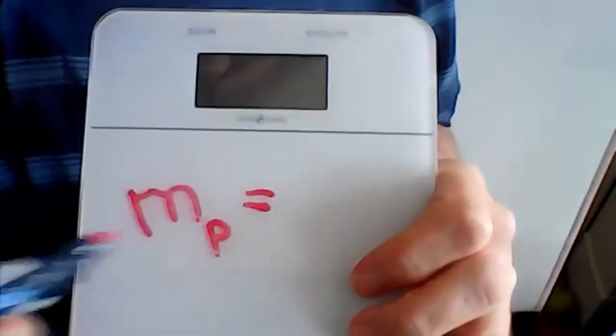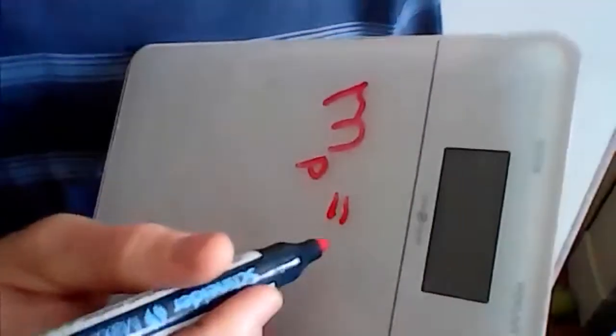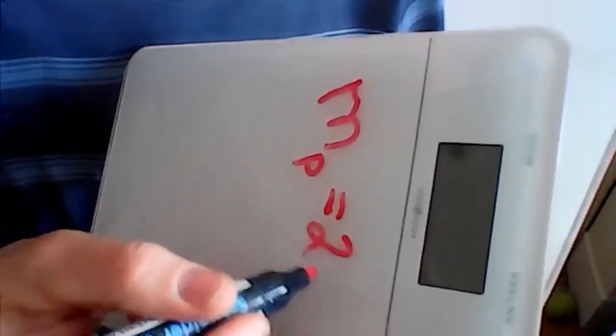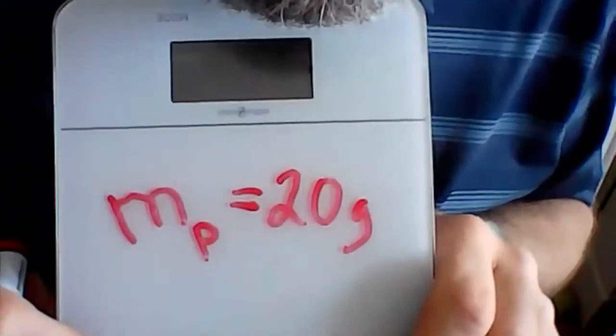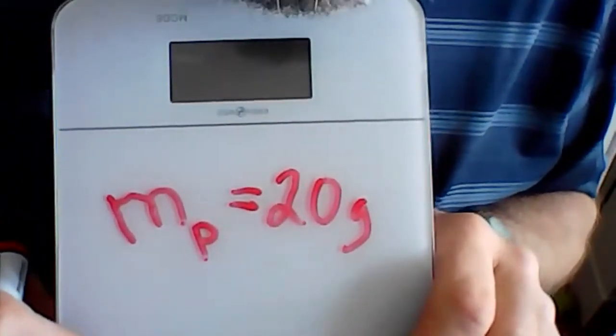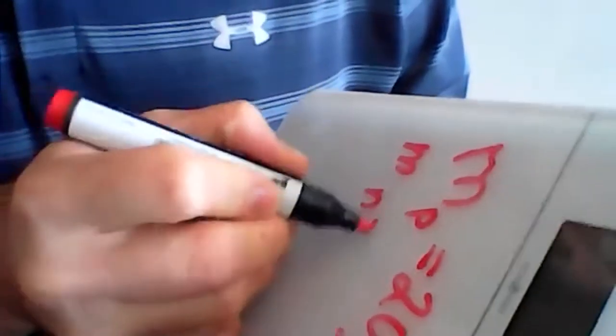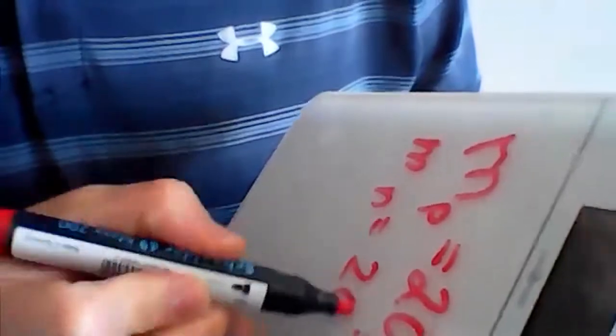The mass of the proton. I'm going to pretend the mass of the proton is 20 grams. I wrote that right on the scale. Got that? Okay. I'm going to say the mass of the neutron is also 20 grams.